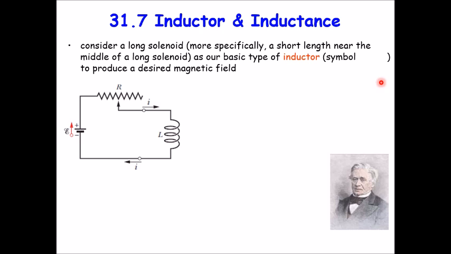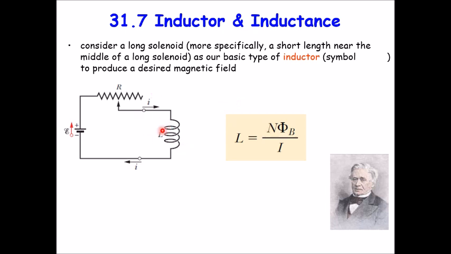Basically what we call an inductor is any device that has loops. So one loop is an inductor, a coil with N loops is an inductor, a solenoid is an inductor, a toroid is an inductor. That's how we draw an inductor in a circuit. The inductor has an inductance.